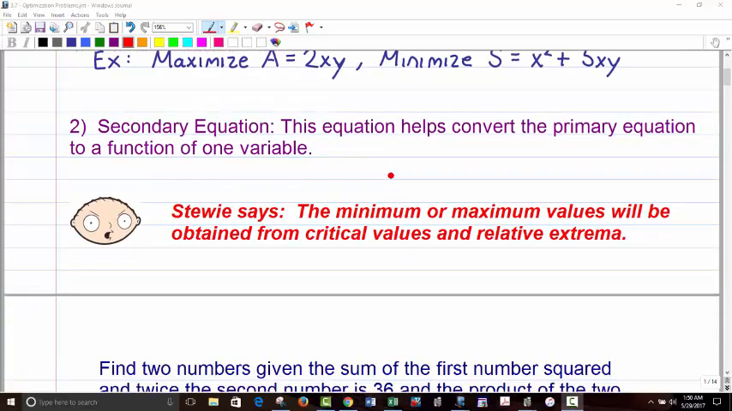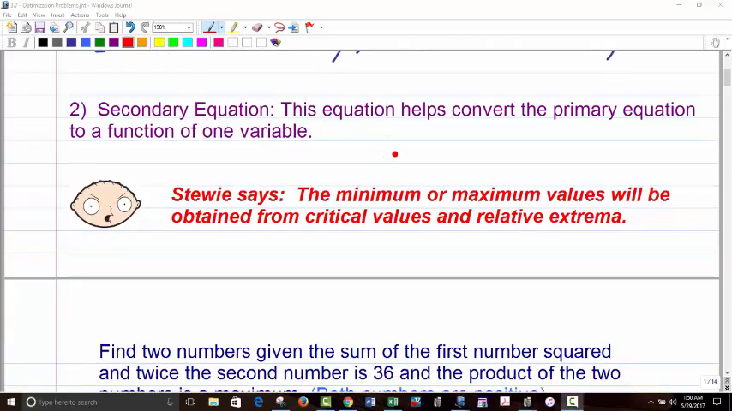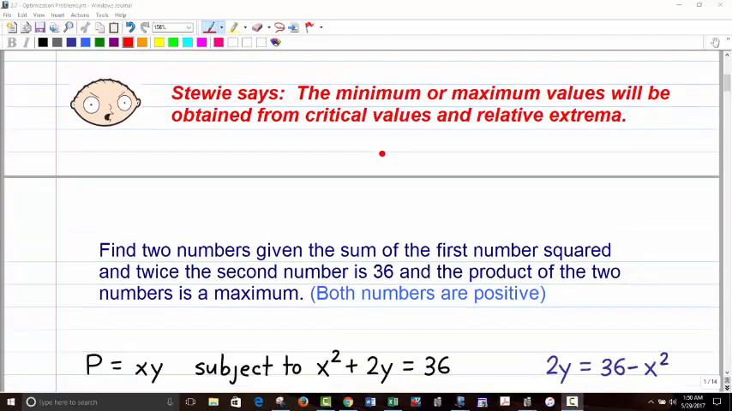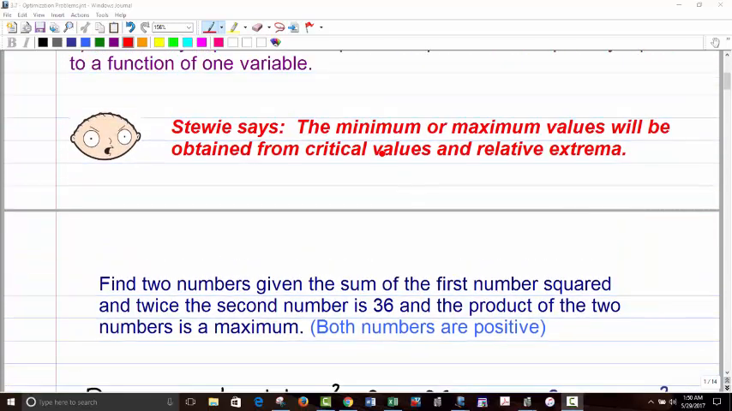All right, so Stewie says the minimum or maximum values will be obtained from critical values and relative extrema. So it's all about the critical values. So let's take a look at this one.